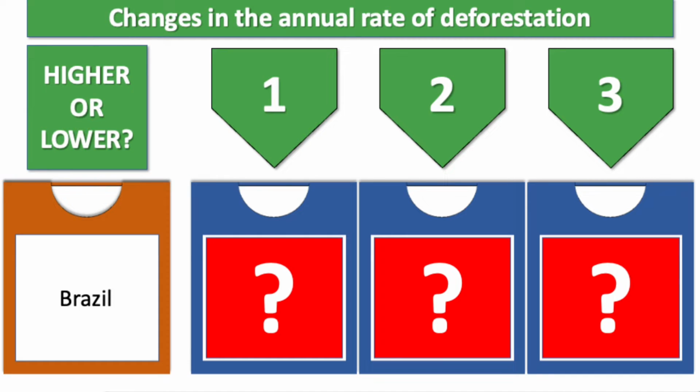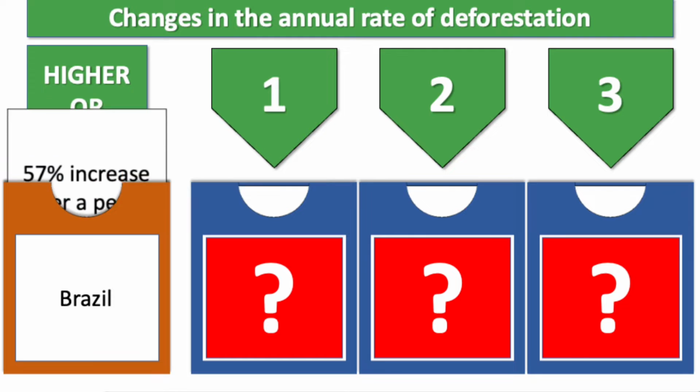Right, we're going to move on now. We're going to play a game of higher or lower. This time we're having a look at the changes in the annual rate of deforestation. So we're going to start off with Brazil. We're going to show you what Brazil's annual rate of deforestation is.